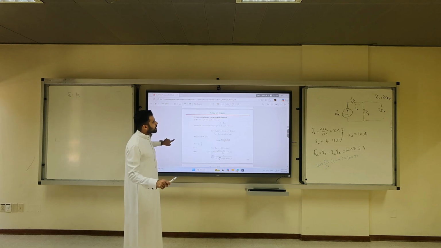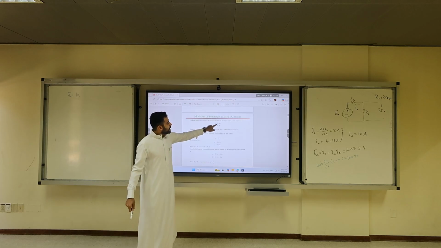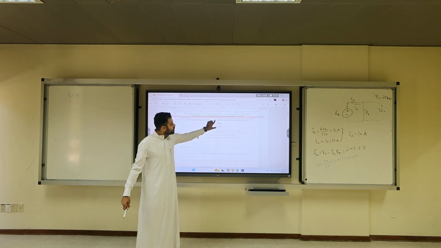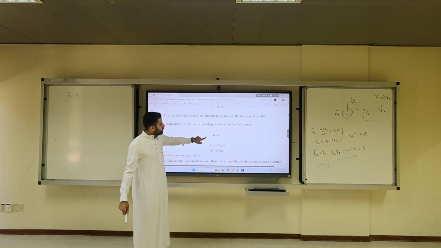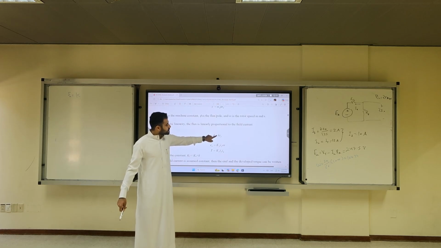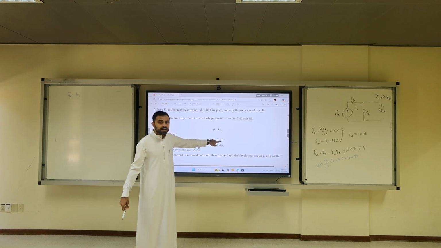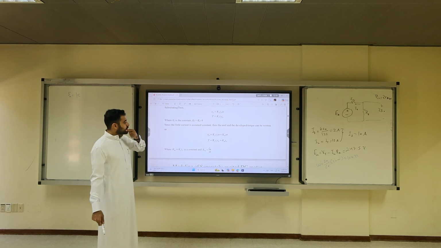The first formula we started with is this formula, which is Ka times the flux times omega. So Ka times the flux is a constant. This is the same one as in the project. The other way is if you say the flux is K times If, it is KFIF. This is the other one as a function of the field current. So you have the field current.